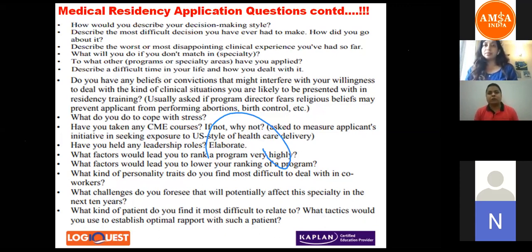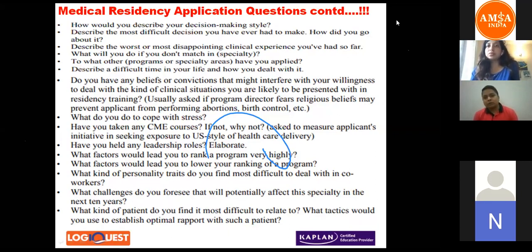Describe the most difficult decision you have ever had to make. So decisions, that's fine. If you have any, you can always talk about it. Describe the worst or the most disappointing clinical experience you've had so far. Everyone would have something or the other. So there's no harm in talking about it. Don't hide things. That's absolutely fine. Be vocal, be free, and be clear about what you're talking.